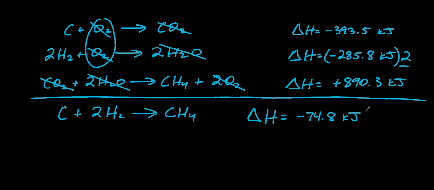Notice something? What kind of equation is this? What kind of reaction? This is a formation reaction. We're forming methane from its elements in their standard states. And so technically this delta H here happens to be delta HF for methane. Now, if you want to confirm that this is in fact the delta HF for methane, you can take a look in the back of your book and you should see negative 74.8 kilojoules.